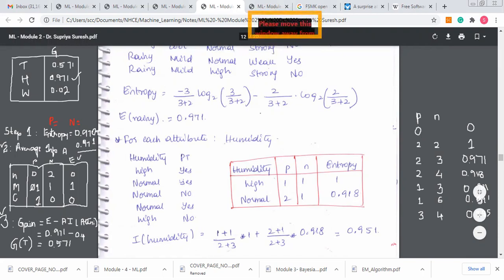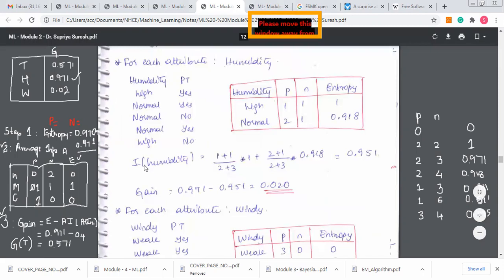So I substitute in the average information of the attribute, which is P of high plus N of high divided by the total value, which is 5, into the entropy of high, again plus P of normal and N of normal divided by the total values into the entropy of the normal value. I get the value of this. I calculated the gain of it, which is 0.020.